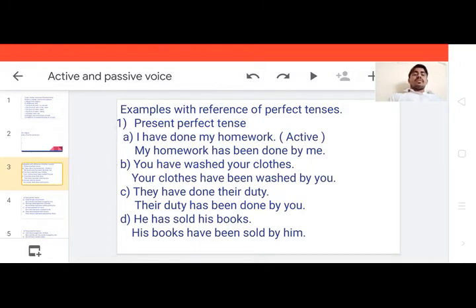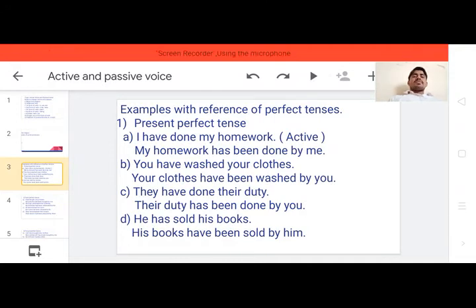The fourth rule is addition of by or any other preposition if demanded. And the final rule was subject into object. What is the subject here? I was the subject. So in the passive it will be put in the place of the object: by me. It's the objective case. Second example: you have washed your clothes. You will find the object here: your clothes have been. Clothes are plural, because of that you will put have here. Your clothes have been washed by you.